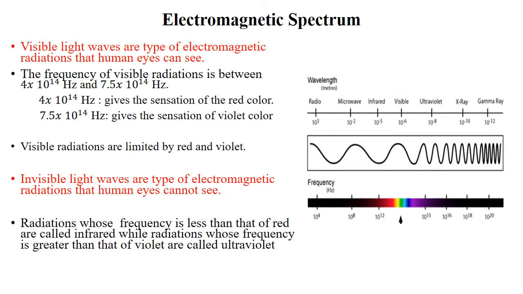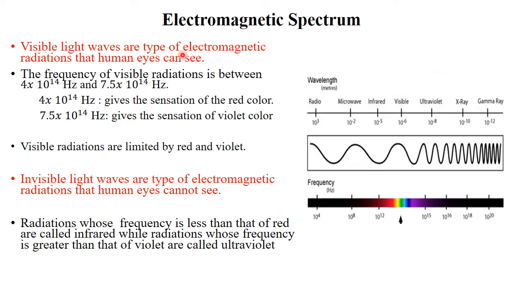Let's see the electromagnetic spectrum. The radiations in the electromagnetic spectrum are arranged according to their wavelength or according to their frequency. However, there are two types of light in the electromagnetic spectrum: visible light waves and invisible light waves.